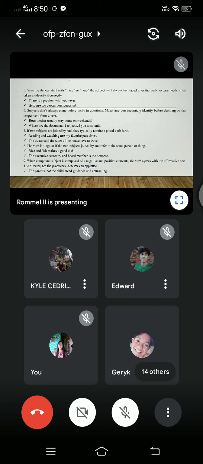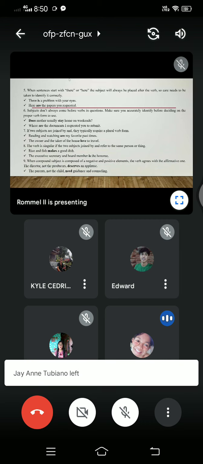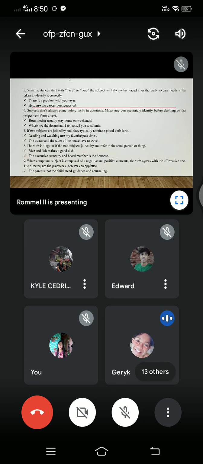Number 7. If two subjects are joined by and, they typically require a plural verb form. For example: Reading and watching are my favorite pastimes. The owner and the caretaker of the house love to travel. Number 8. The verb is singular if the two subjects joined by and refer to the same person or thing.